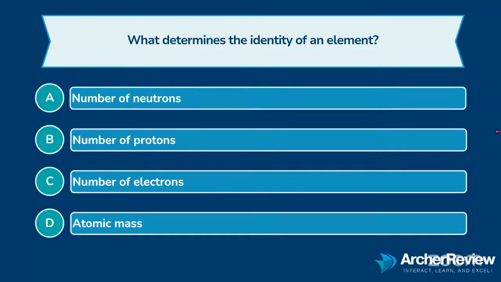What determines the identity of an element? A, number of neutrons. B, number of protons. C, number of electrons. D, atomic mass. You've got 40 seconds. Get those answers out there.